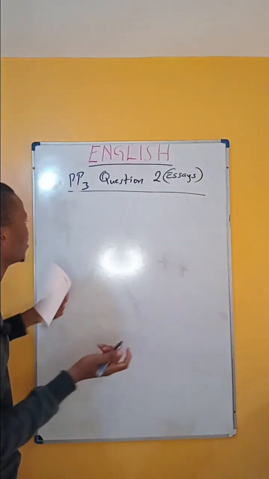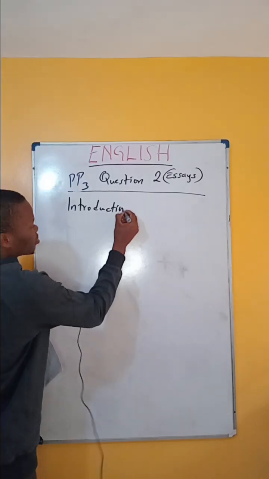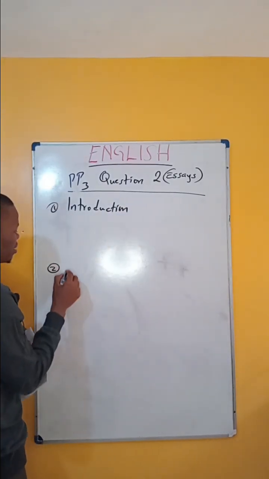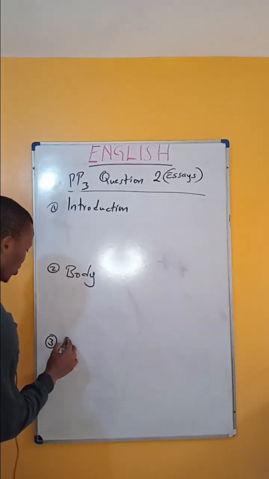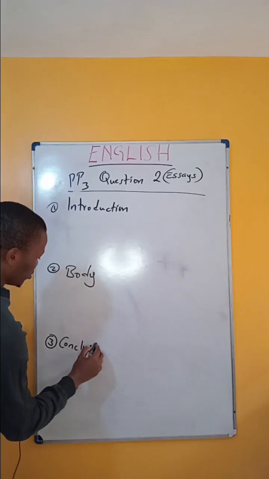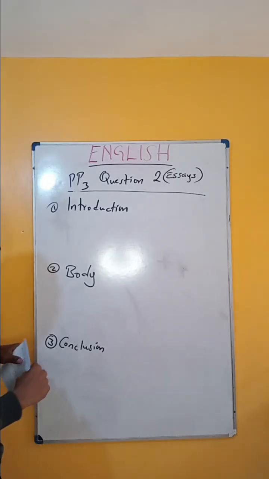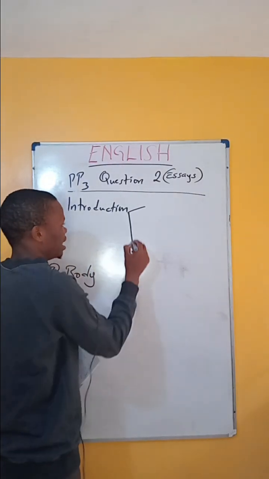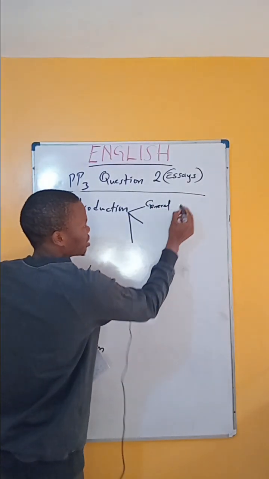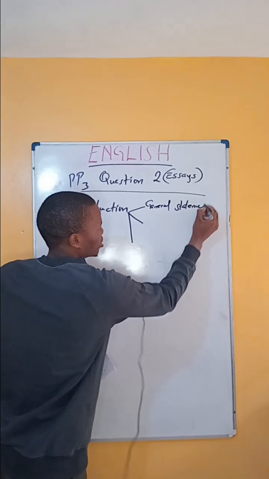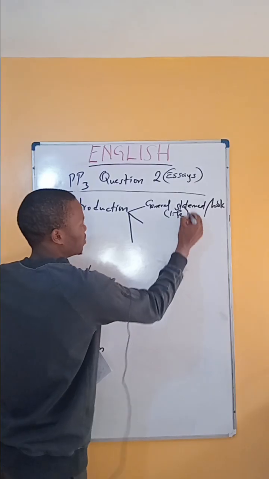So an essay basically has three parts. You have the introduction, number 2, the body, and number 3, the conclusion. Introduction, body, conclusion. Now, the introduction usually has 3 elements. Number 1, the general statement. We also call this the hook, and the hook must be relatable to real life.